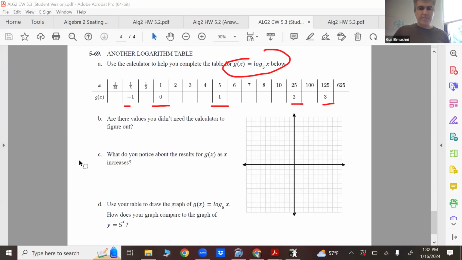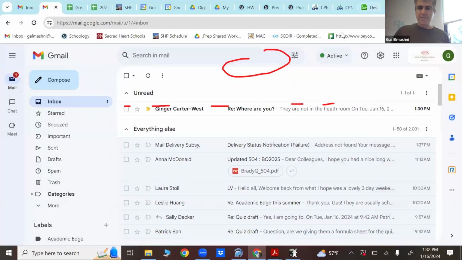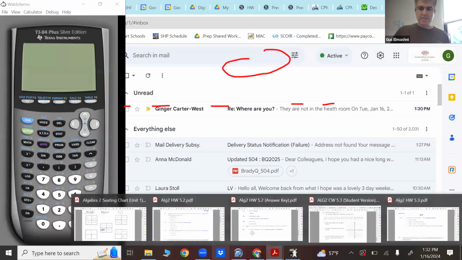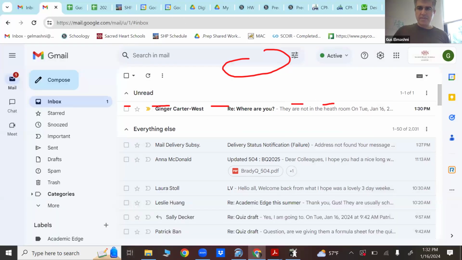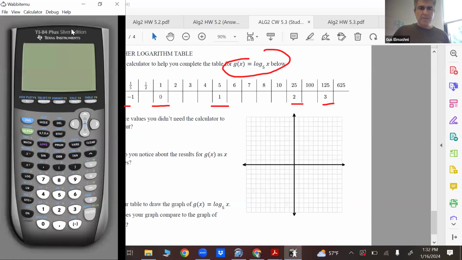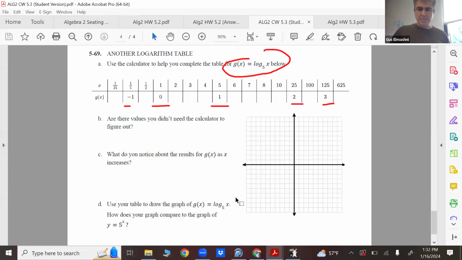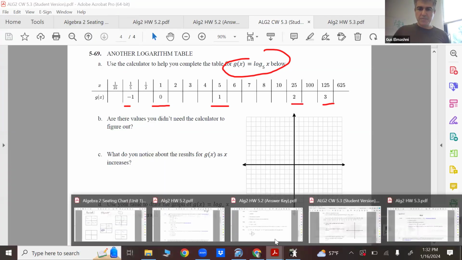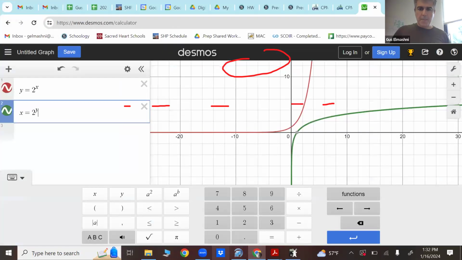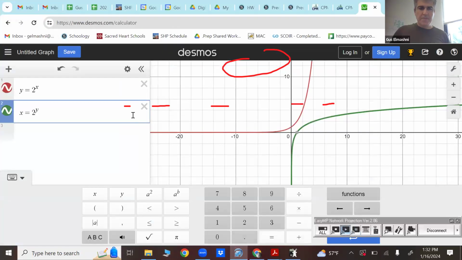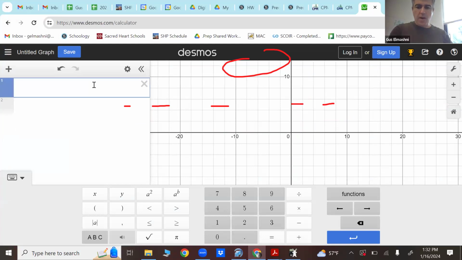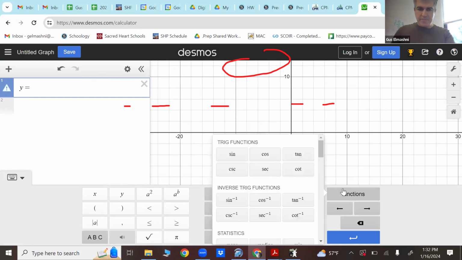Well, let's just graph it first. Let me graph in Desmos. So let's graph in Desmos. So y equals log base 5. I know there's a way to do this, the shortcut. Sorry, guys. I'm a little rusty here.